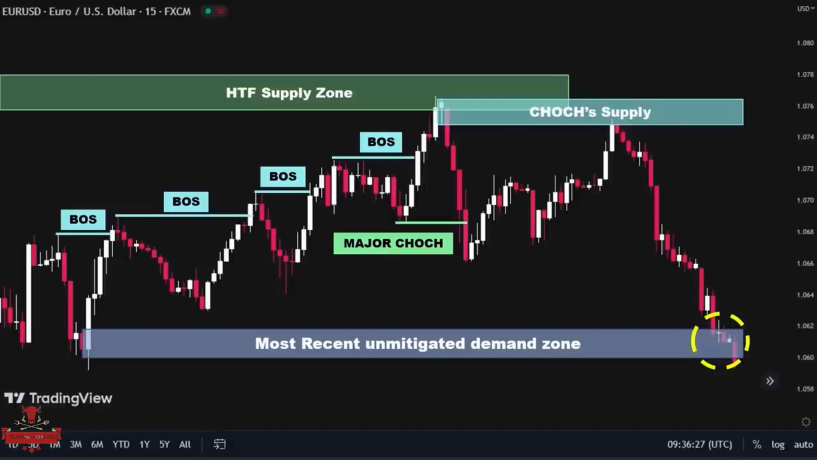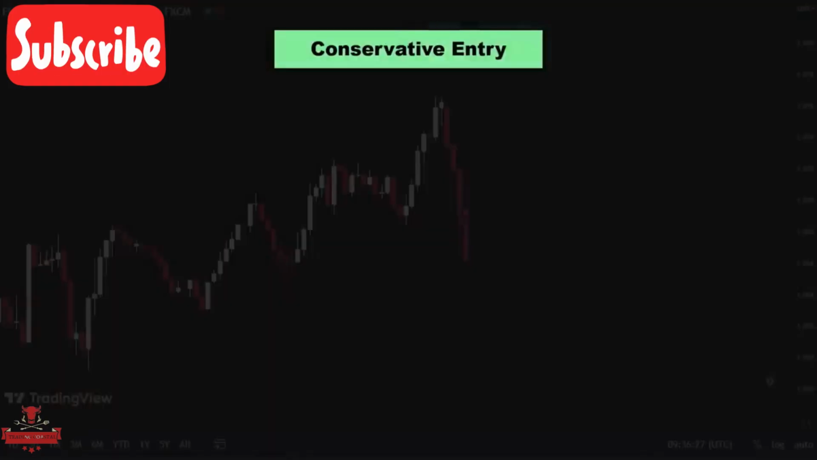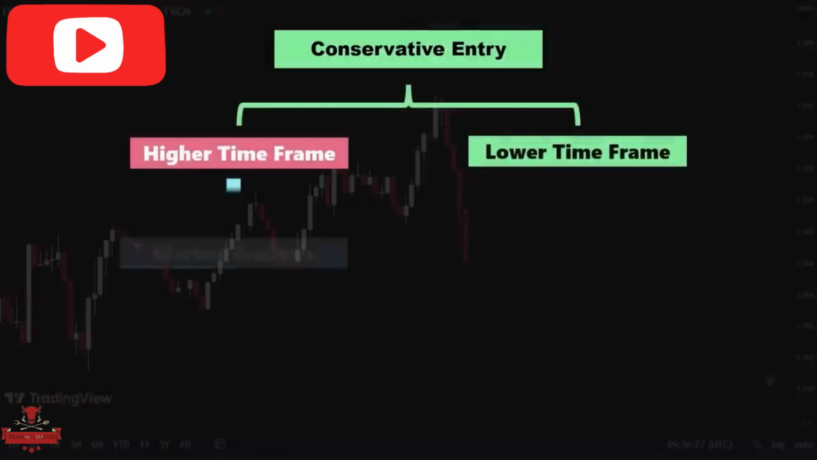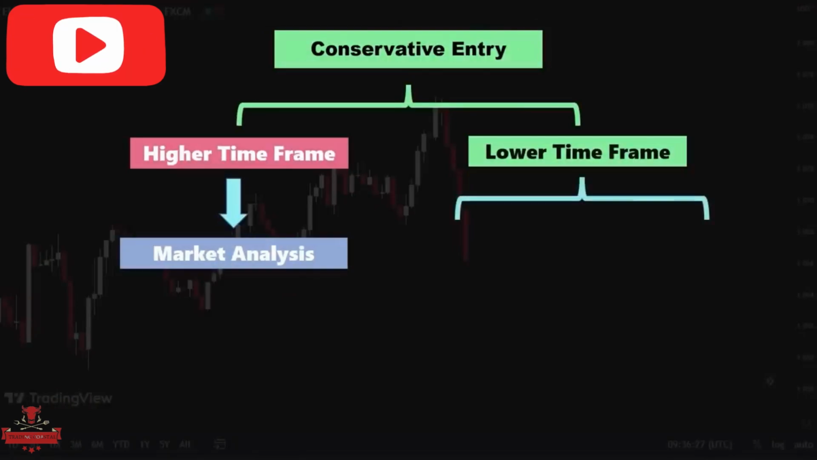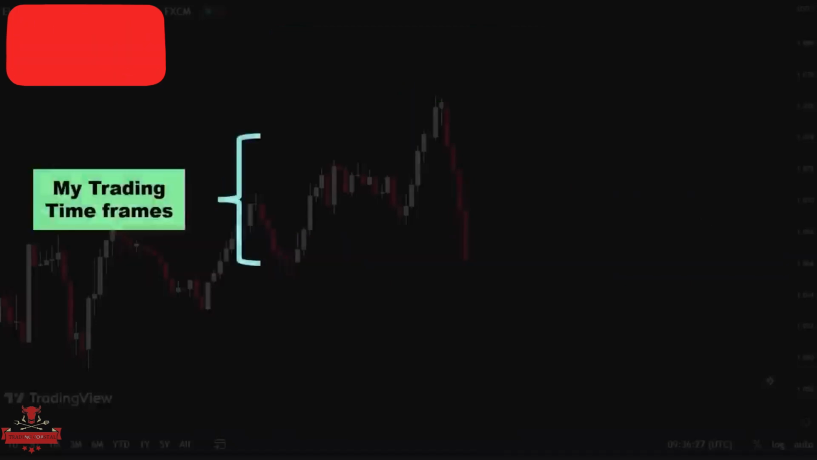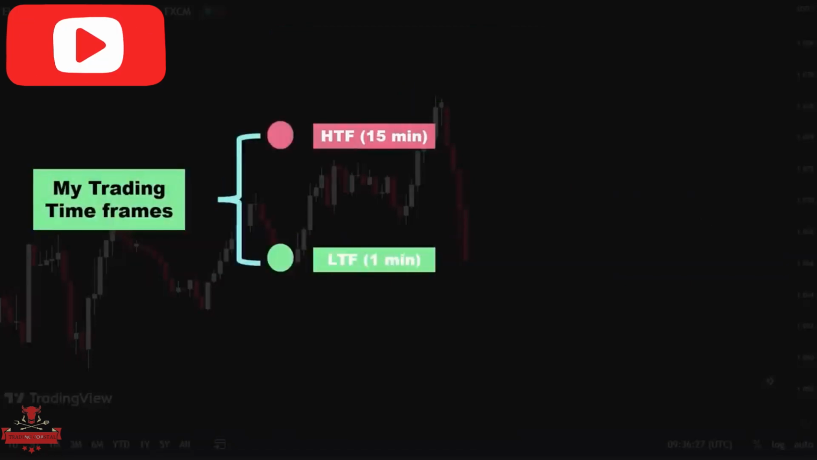So, let's move on to the details of the next topic, the conservative entry. We use two separate time frames to execute our trades in this entry model: a higher time frame for doing market analysis, and a lower time frame for detecting possible entry confirmations and executing buy or sell orders. I prefer to use the 15-minute time frame for my market analysis, and then I zoom into the 1-minute time frame for executing my trades.